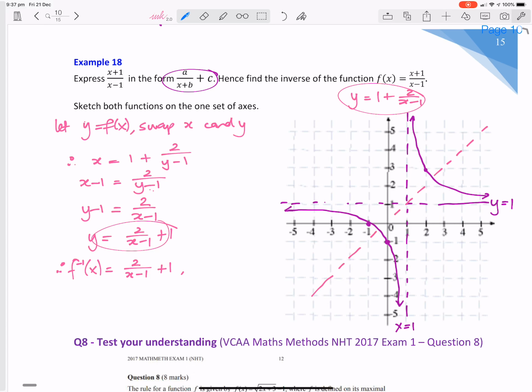My domain and range, well, we know our domain, x is an element of all reals, except for 1, because that's the range of the original function. And we know our range is all reals, except for 1, because that's our domain of our original function. And if we were to graph it, our original graph and our inverse graph are exactly the same. That's because when you reflect that graph from the line y equals x, it's exactly the same graph.